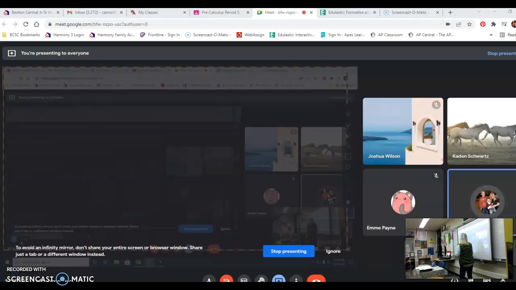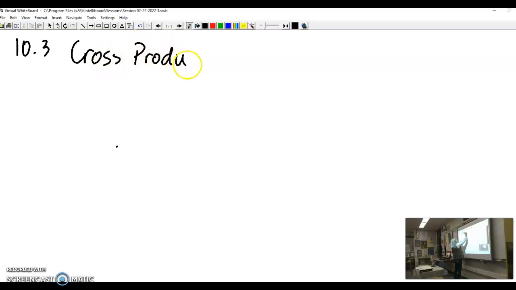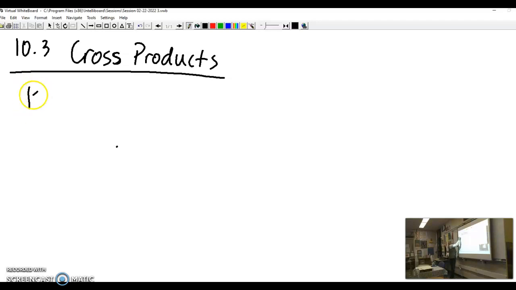All right, so this is 10.3. It's on cross products. Okay, so cross products are not the same as dot products, so that's important.